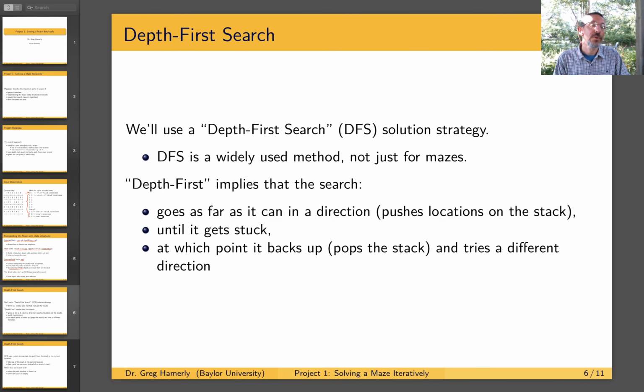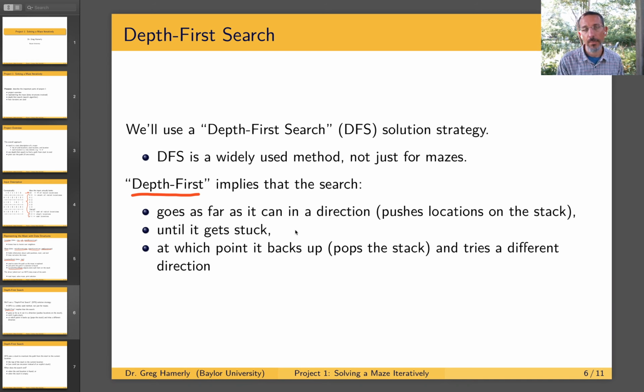Now, we're going to use for this project a strategy called depth-first search, or DFS. DFS is a very widely used method. It's a very common method for searching all kinds of things. And it's not just for mazes, though we are employing it here. And the term depth first, as opposed to another type of search strategy, which is breadth first, B-R-E-A-D-T-H, breadth first search. Here, depth first means we're going to always go as far as it can, or the driver is going to search as far as it can in the maze in some direction.